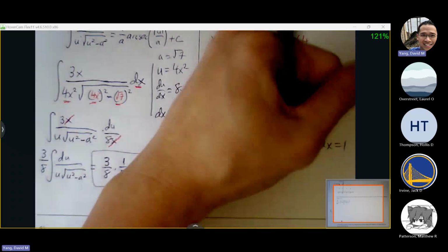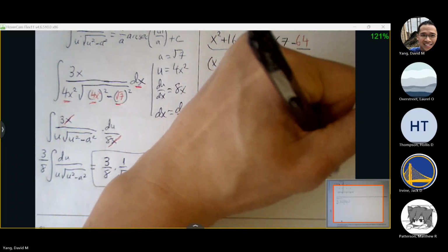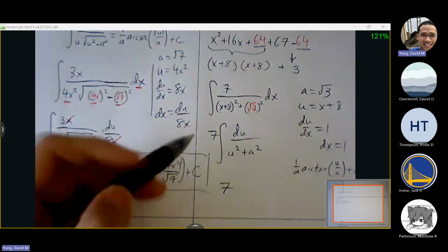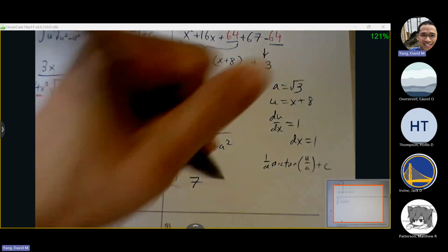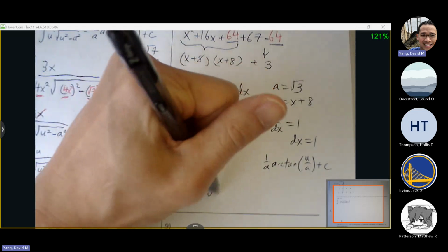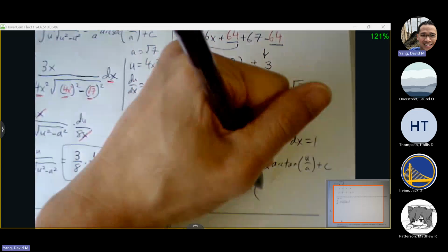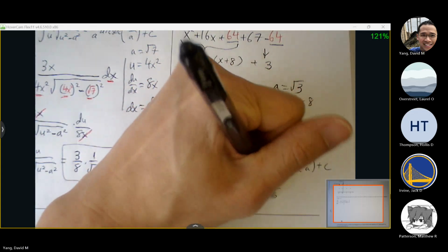My arctangent rule is 1 over a arctangent u over a plus c. So the 7 comes first, since that's outside of my rule, outside of my term here, times 1 over a arctangent of u over a plus c.